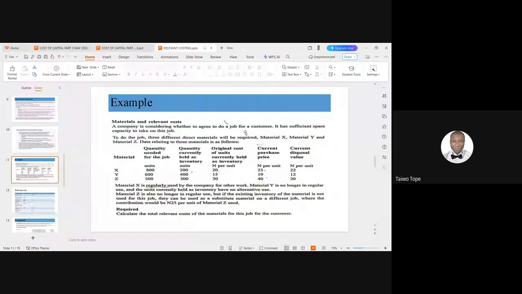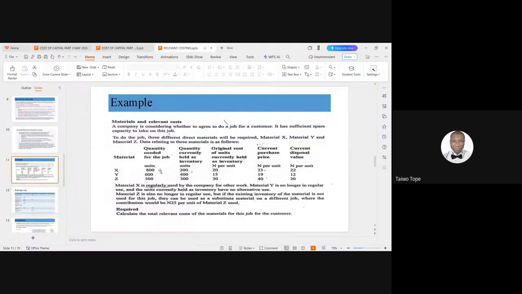job for a customer. It has sufficient spare capacity to take on this job. To do the job, 3 different direct materials will be required: material X, material Y, and material Z. Data relating to this material is as follows. Quantity needed for the job. You have material X, Y, Z. Quantity needed for material X is what?